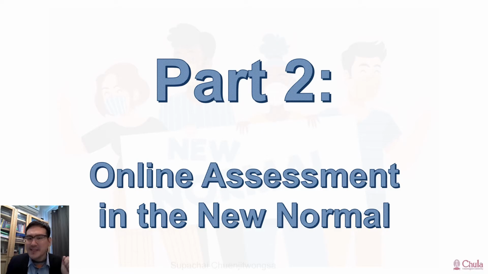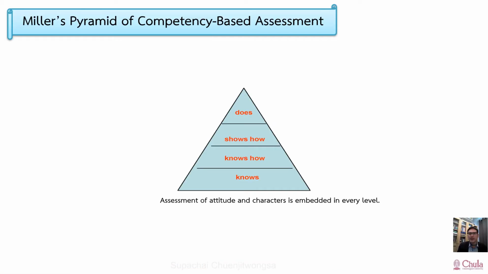Now, moving to the second part, online assessment in the new normal. Before we talk about online assessment, we need to come back to the basics of competency-based assessment. So this is the Miller pyramid. This pyramid demonstrates assessment at four levels.